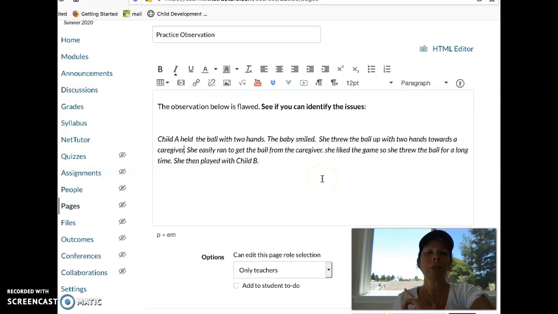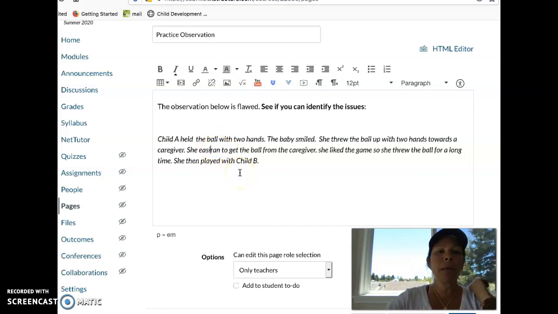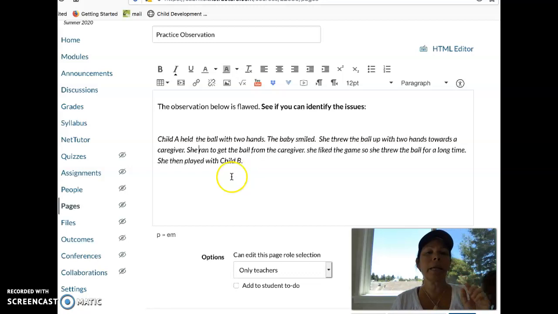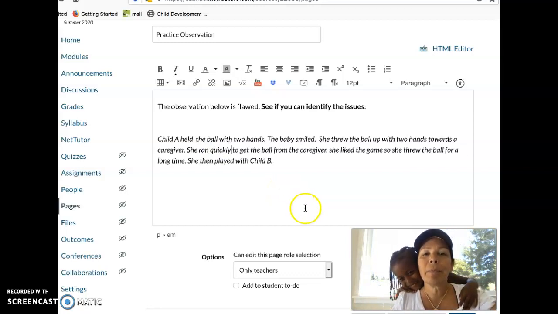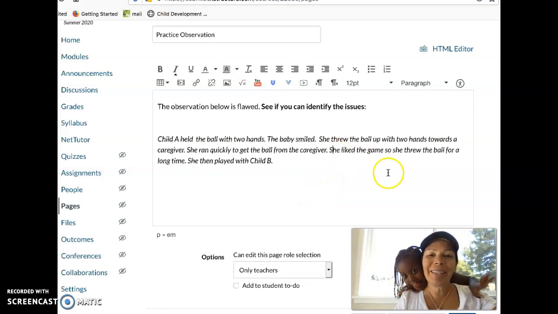Okay. She easily ran to get the ball from the caregiver. So here we go. Easily is definitely an assumption. So rather than saying easily, I'm just going to omit this opinion. I'm going to say she ran maybe quickly to get the ball from the caregiver. And then here we have some punctuation. She liked the game, so she liked the game. How do we know she liked the game? So this is an assumption.